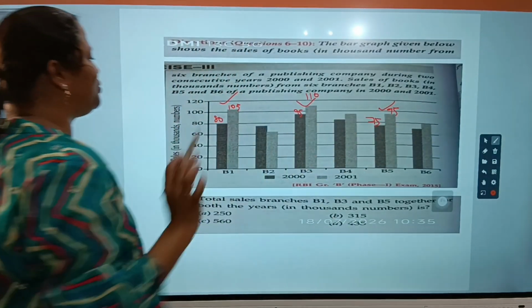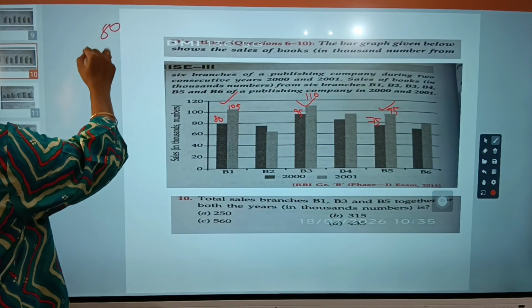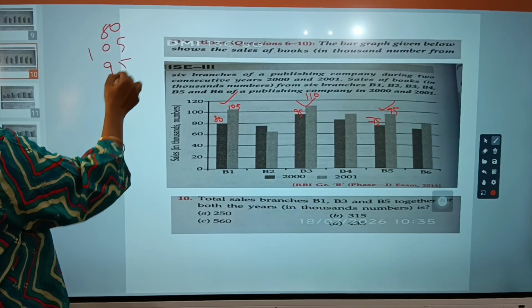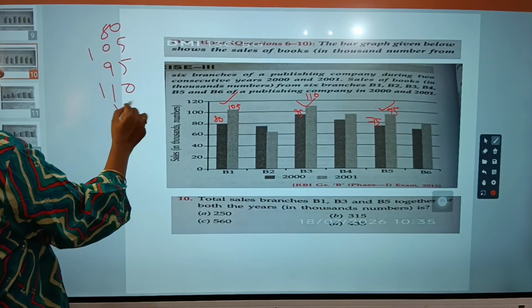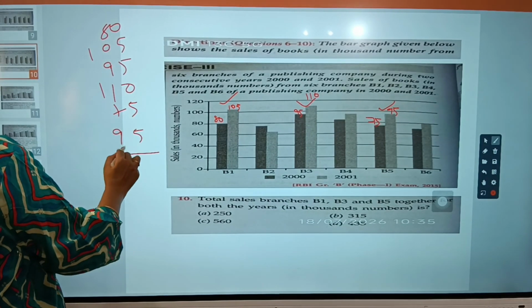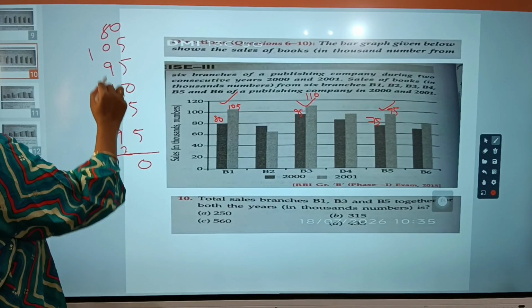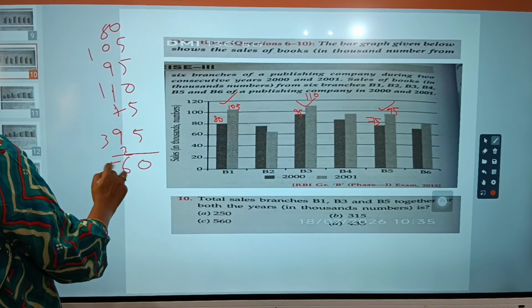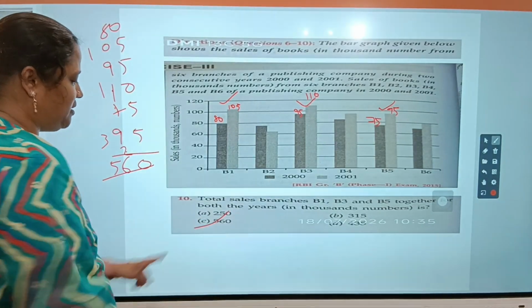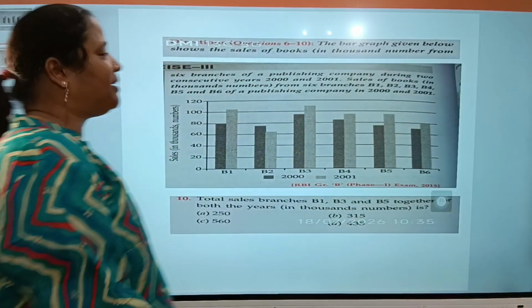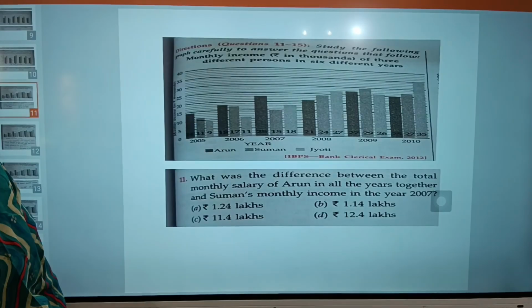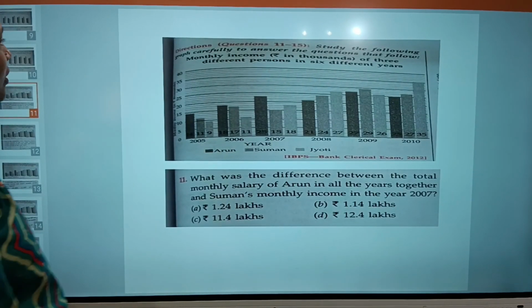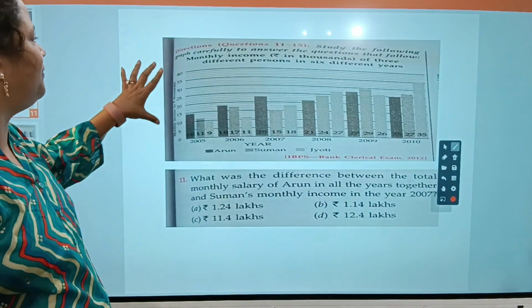Add all these values together. Okay, 80, 105, 95, 110, 75 and 95. We will get the desired answer, 560. So the answer is 560. If you go on practicing, aptitude is a very easy thing to deal with. Okay, now we will move to another graph.